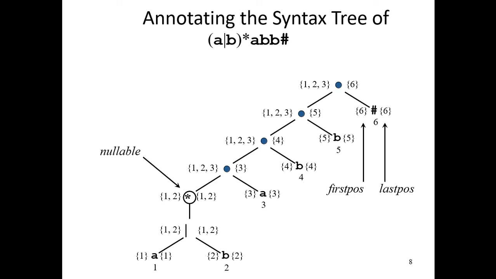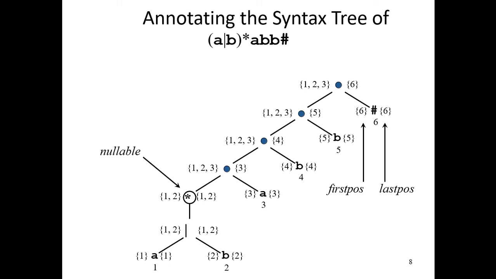Now, after doing so, we will get the following tree. What we have done here is provide position numbers: for a we have 1, for b we have 2, here a is 3, b is 4, b is 5, and the hash symbol is 6. This is the tree that we had made earlier, and we have directly provided each of the leaf node symbols with its position value.